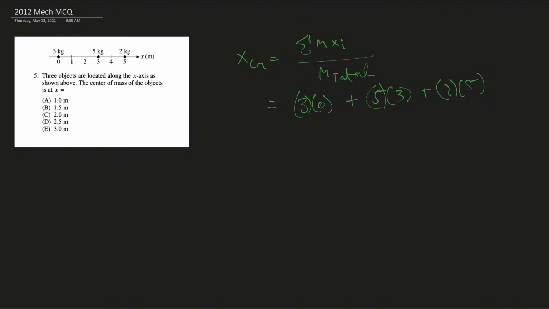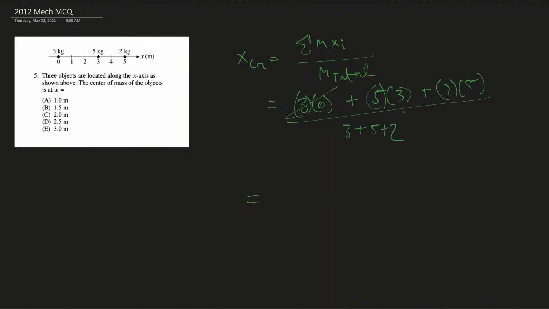All right, number 5. Three objects are located on the x-axis as shown above. The center of mass of the objects is at x equals what? All you have to do is write down the center of mass equation, which is the sum of each mass times its position from whatever origin you're looking at, over the total mass of the system. So here we have the mass of 3 at a distance 0, plus 5 times 3, plus 2 times 5, divided by the total mass in the system, 3 plus 5 plus 2.